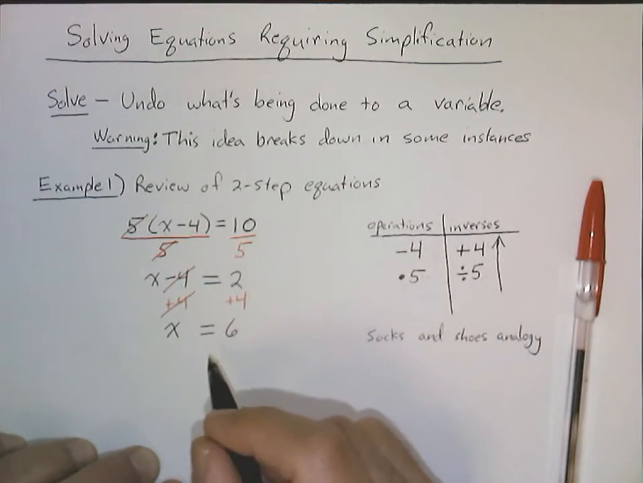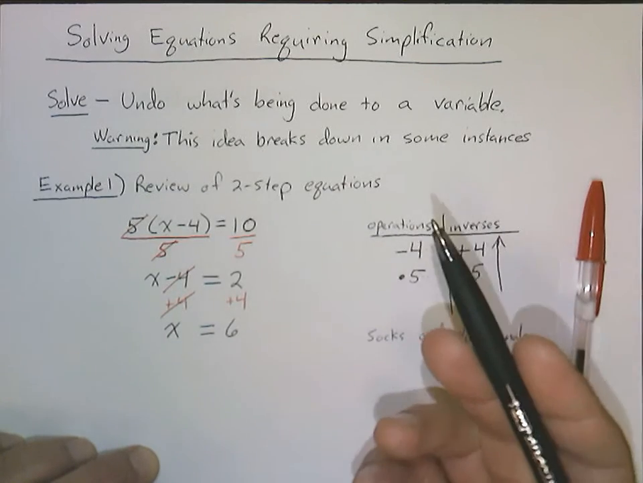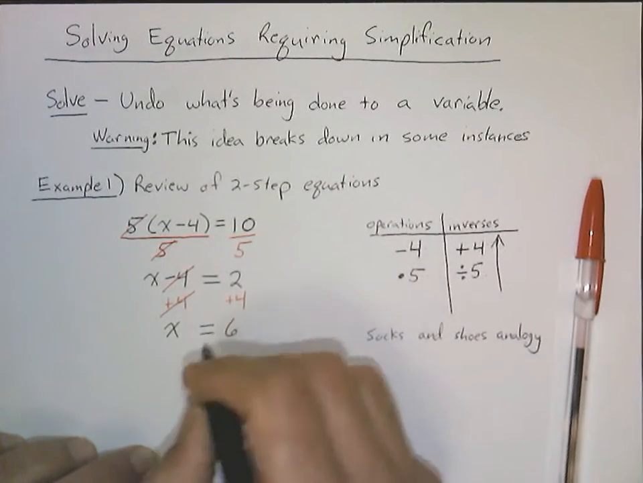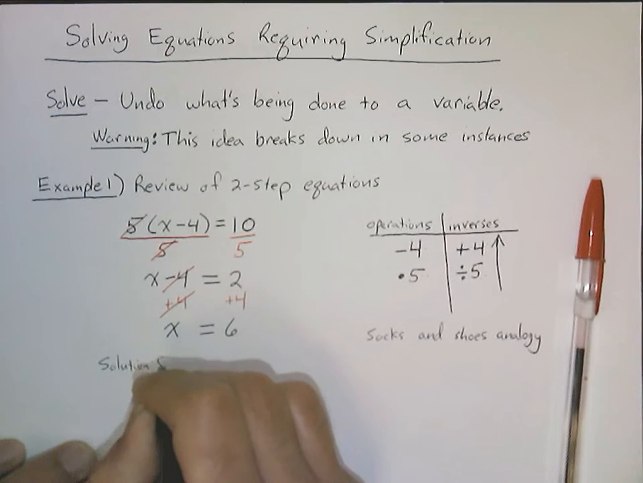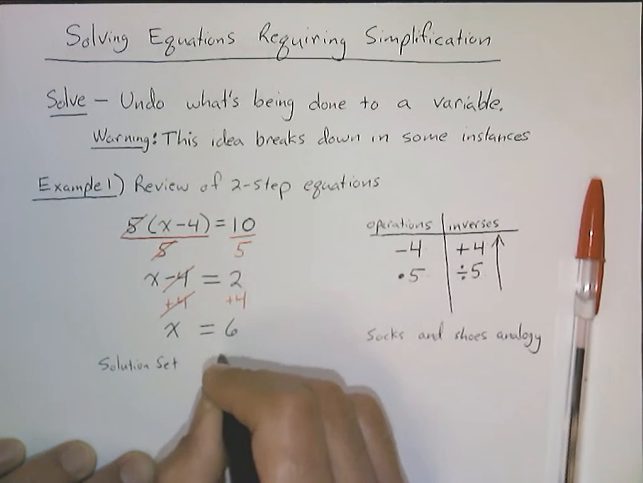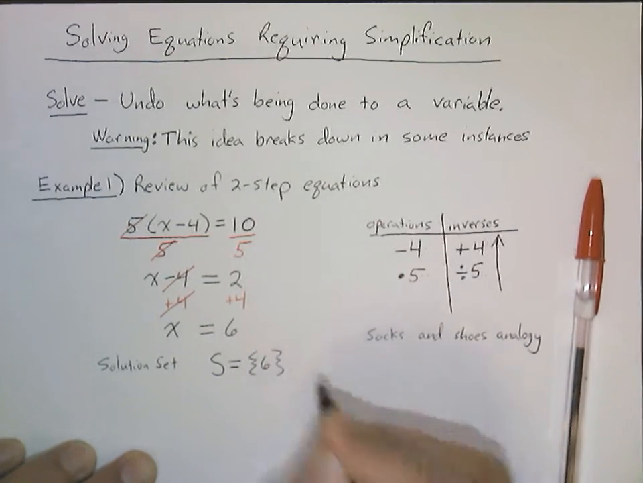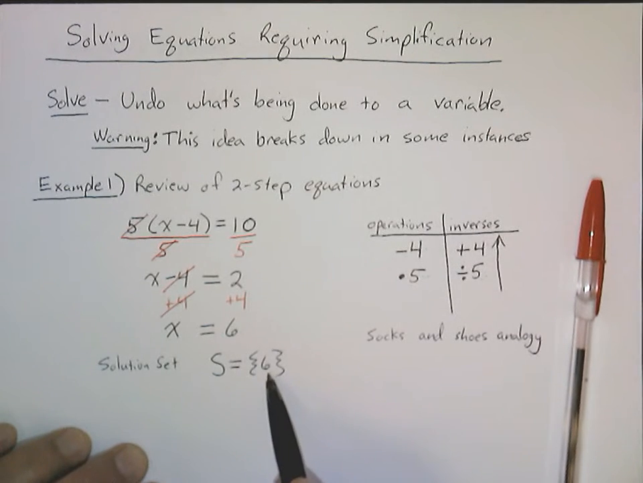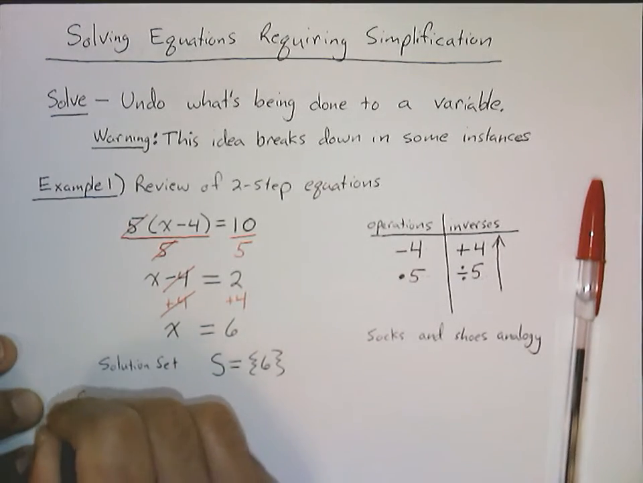Sometimes we're going to present our solutions in set notation. For these types of equations, it's really not that important since there's only one solution here. But if you really want to do this, you can write your solution as a solution set, and we'll say that the solution set S is equal to the set of 6. It's not that important, but when we get into equations that have multiple solutions, you will need to put it into a set. But one other thing you have to remember to do is, of course, check your answer.